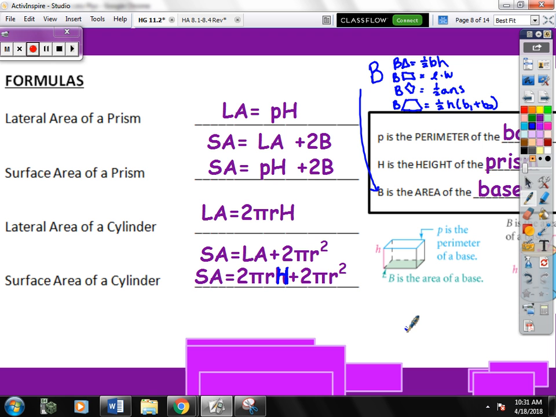The only reason I give you both is that, again, if you're asked to find the 2 things, you'll find the first answer, plug that answer in, and then add 2 circles. If you're just asked for surface area, I would just use the second one. Lateral area of the cylinder is just the circumference times the height. D pi times H, if you wanted to abbreviate that, yes.